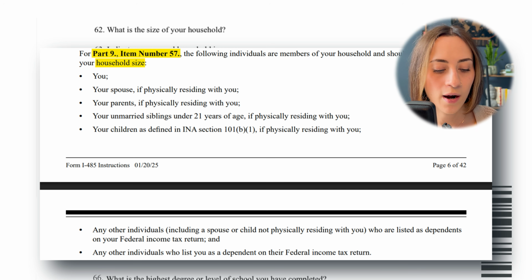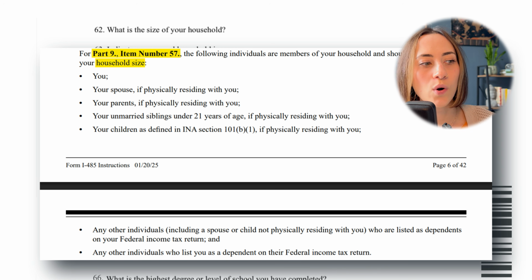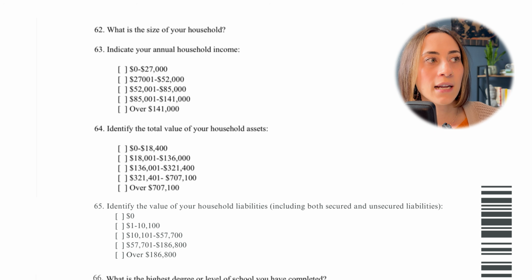So if you are filling out this form as a parent of a U.S. citizen, technically you don't have to count your petitioning child, your petitioning son or daughter, because they're already 21 years of age. But if you count them, that also won't be a mistake. Any other individuals who are listed as dependents on your taxes, or any other individuals who list you as a dependent on taxes. So these are the only people that need to be counted in this public charge section of the form.